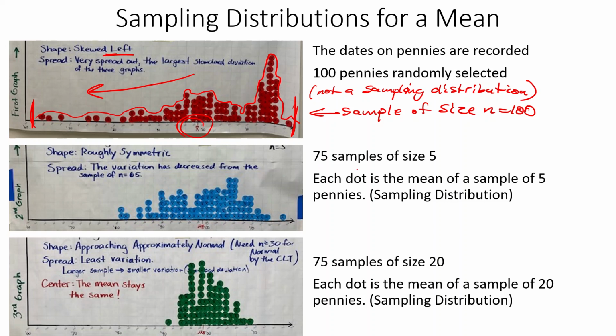So then we bring in the idea of a sampling distribution. It's the distribution of lots of samples. In other words, we have 75 samples of size 5. So our n here, our sample size, is 5. People were asked to take 5 pennies and find the average date of those 5 pennies. And each of these dots is the average of 5 pennies. Now notice it only goes from like 1980 to the 2000s. So it's not nearly as wide as the other one was.